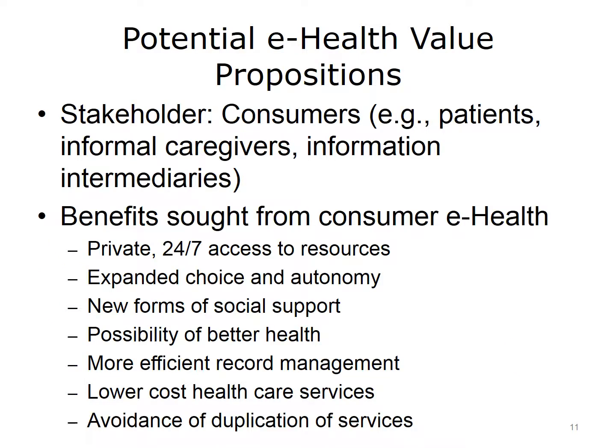HHS identified a number of types of stakeholders in the e-health market and examples of reasons they are interested in consumer e-health. Three: consumers, clinicians, and healthcare organizations are examined in this lecture. The first stakeholder is the consumer. The benefits sought from consumer e-health include private 24/7 access to resources, expanded choice and autonomy, new forms of social support, possibility of better health, more efficient record management, lower-cost healthcare services, and avoidance of duplication of services.